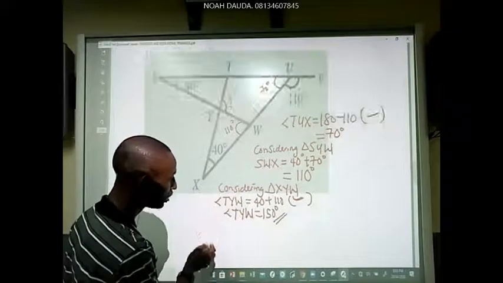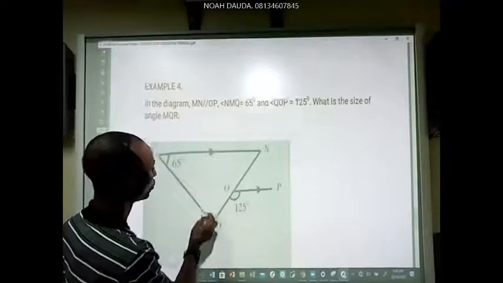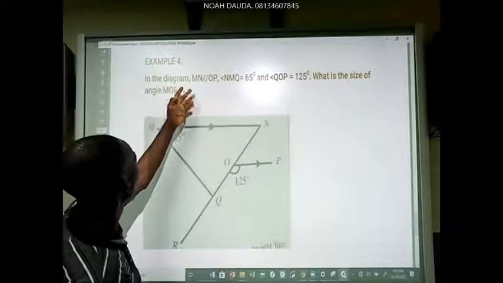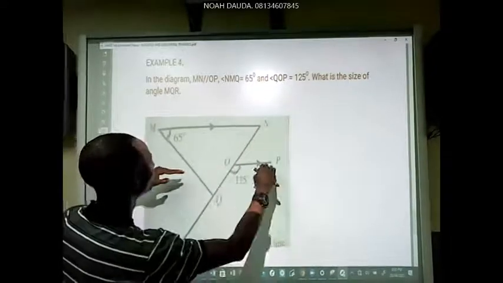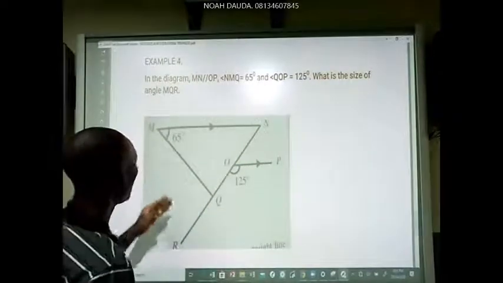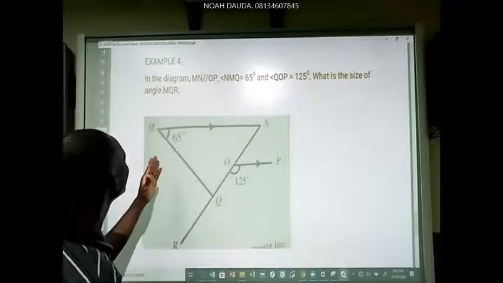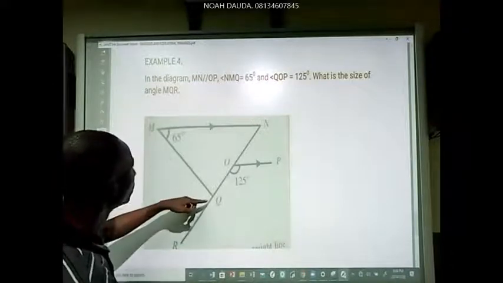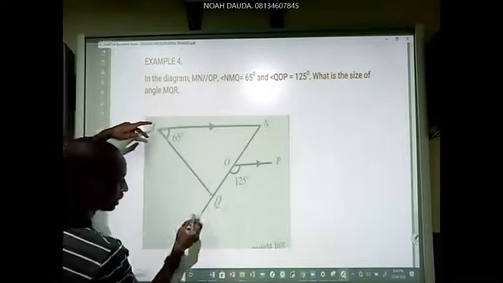So, for a more solid understanding, let's take a look at this final question together. It looks very simple and at the same time very technical. So in the diagram below, MN is parallel to OP. And angle QOP equals 125 degrees. Find the size of angle MQR. So in a nutshell, we are actually looking for angle MQR, which is this angle.